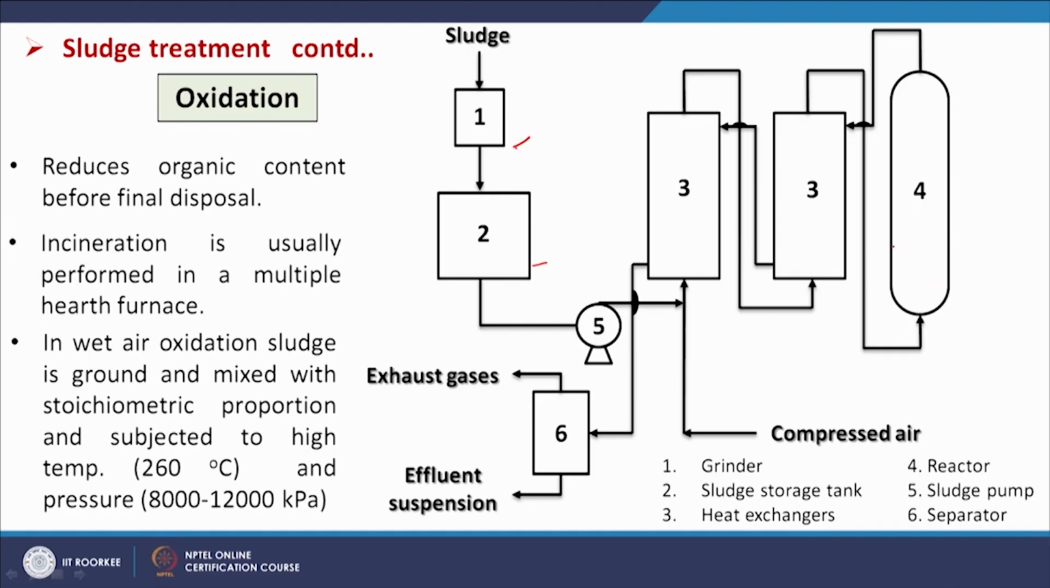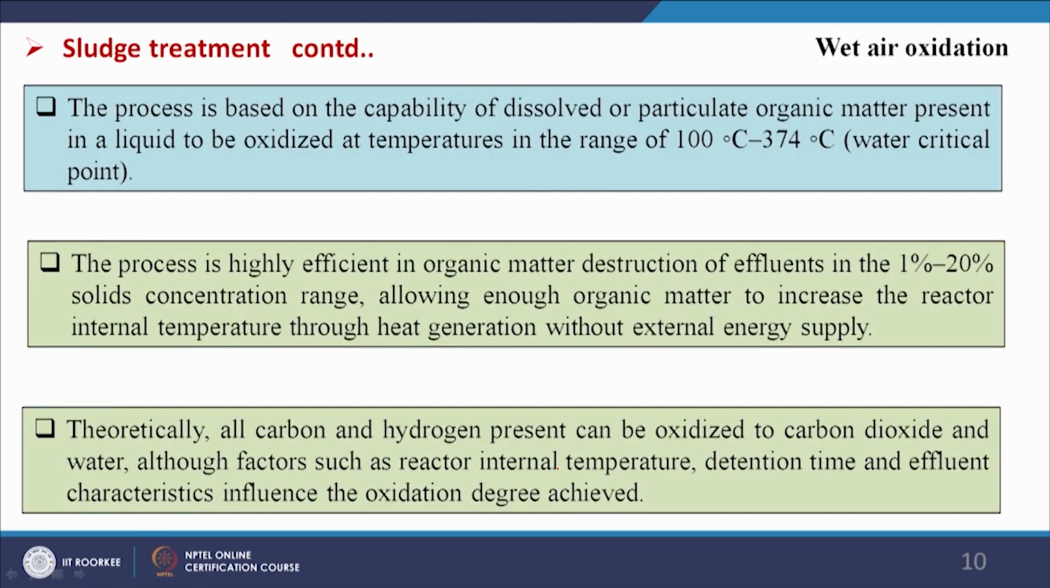So, more oxidation of the organic compounds will take place, and after that the stream will again pass through chamber 3, that means the hot stream coming out from 4 will be used to increase the temperature of the inlet stream in chamber 3. Then, after separation, we get exhaust gases and effluent suspension. So, the organic content present is reduced here. That is the mechanism of wet air oxidation.